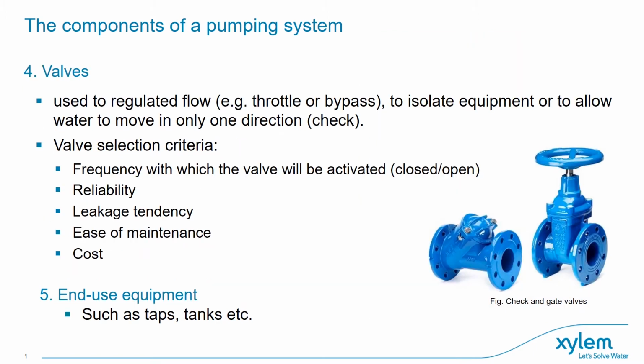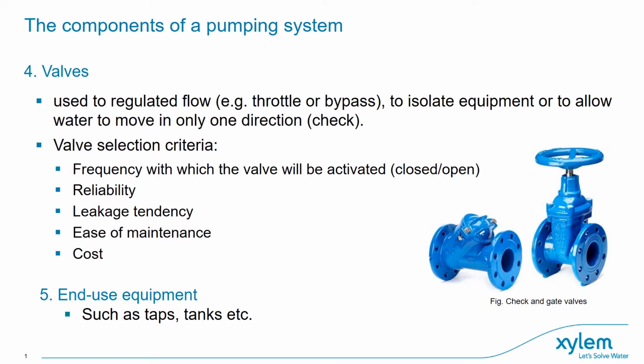Another fundamental component of the distribution system itself are the valves. And flow in a system might be controlled by valves, which might be of different types depending on the reason they are chosen or they are meant to use. They might be used to regulate flow or to isolate equipment or to allow also water to move only in one direction.